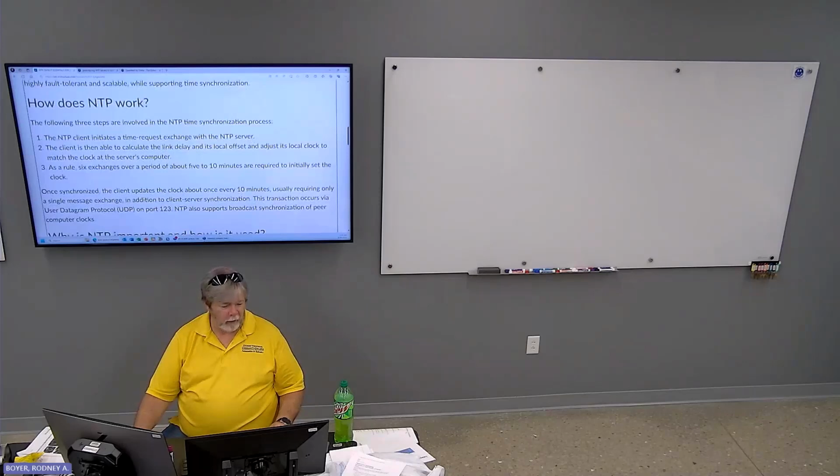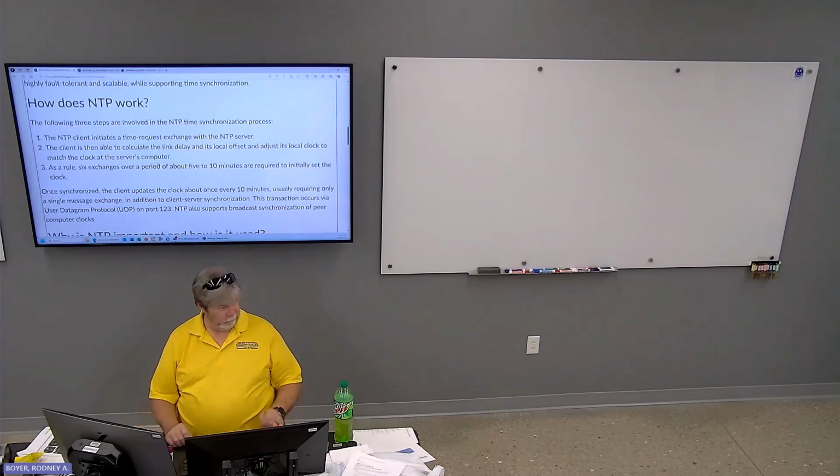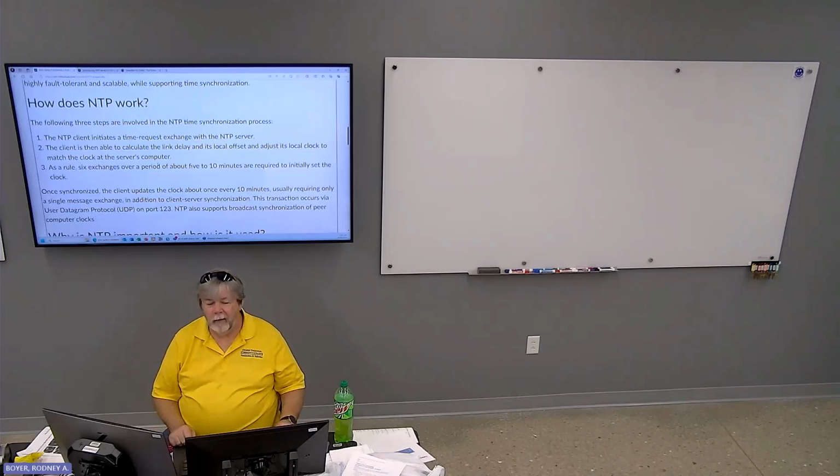Okay, so anyway, the client calculates the link delay and its local offset and is able to adjust its local clock to match the clock at the server's computer. If you ever walk around campus, look at different computers in the same room. Sometimes they're off by at least a minute, sometimes two. And they're all connected to the same NTP server.